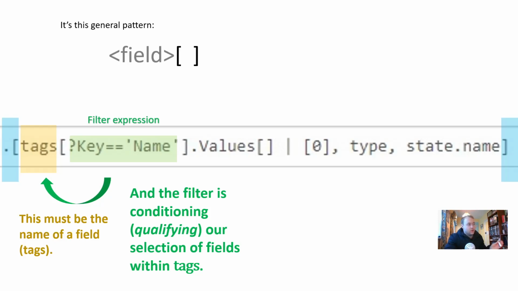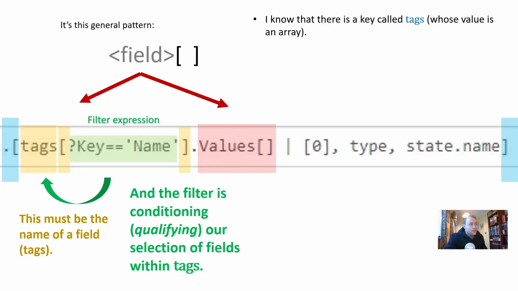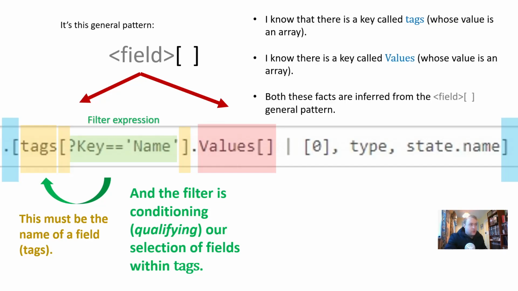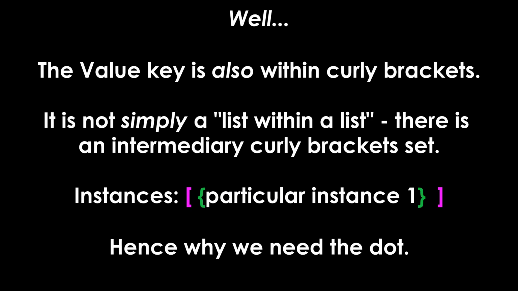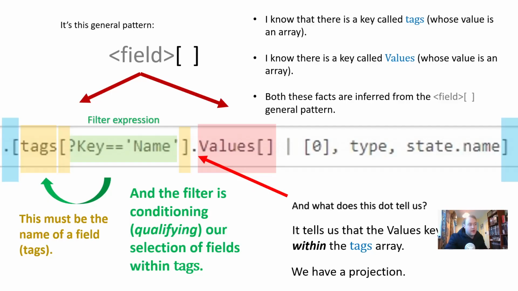So it's that general pattern, field, square brackets. But then this is also a field and then square brackets. That's fine, values and then something in square brackets. So I know there's a key called tags, I know there's a key called values, just from looking at that field square brackets pattern. And what does that dot tell us? Well, it tells us that the values key is within the tags key, as we move from left to right. So we have a projection here.